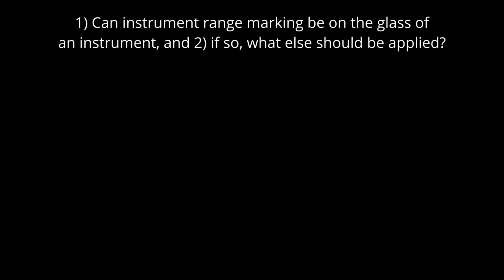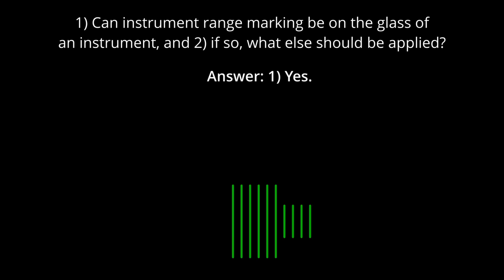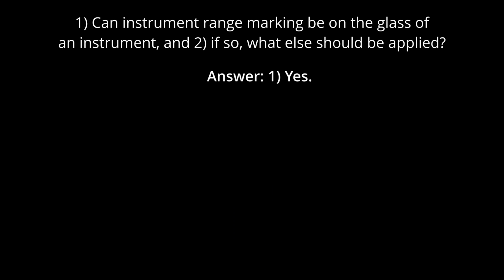Can instrument range markings be on the glass of an instrument? And if so, what else should be applied? Yes. If you do that, what else do you have to do? There's a possibility that the instrument glass could move, so you have to put a white slippage mark on it.